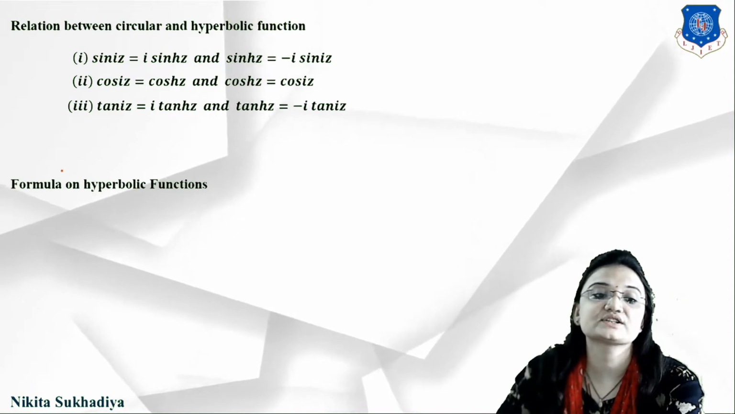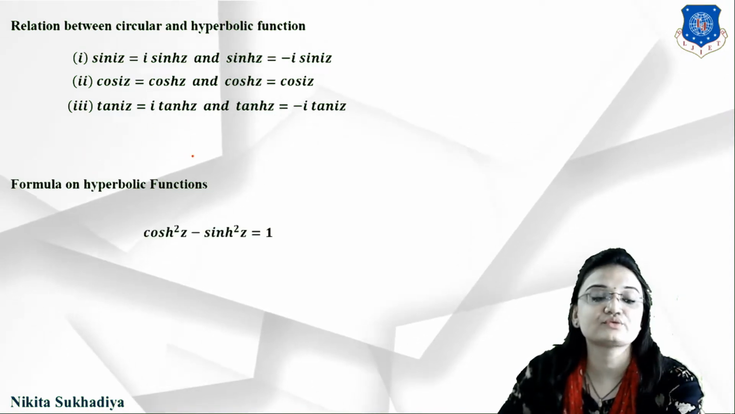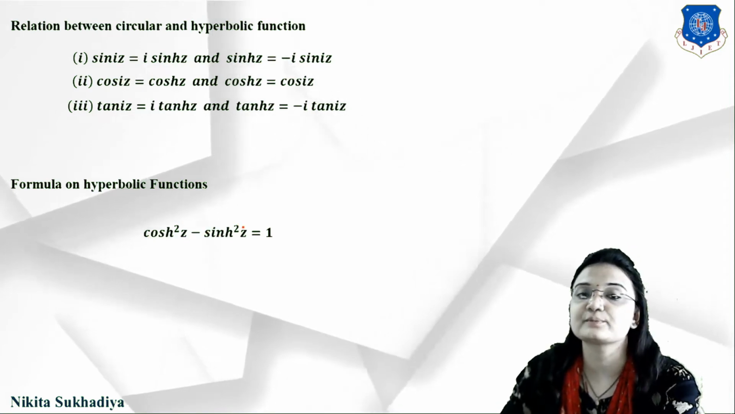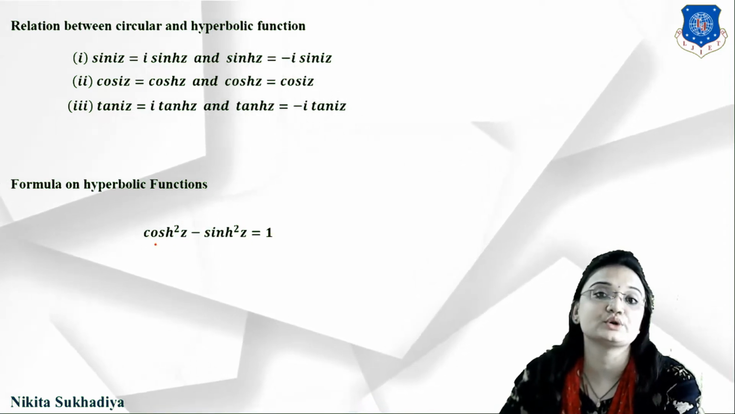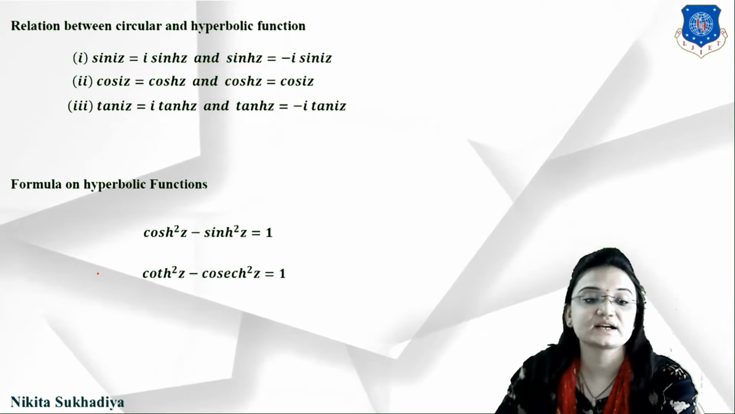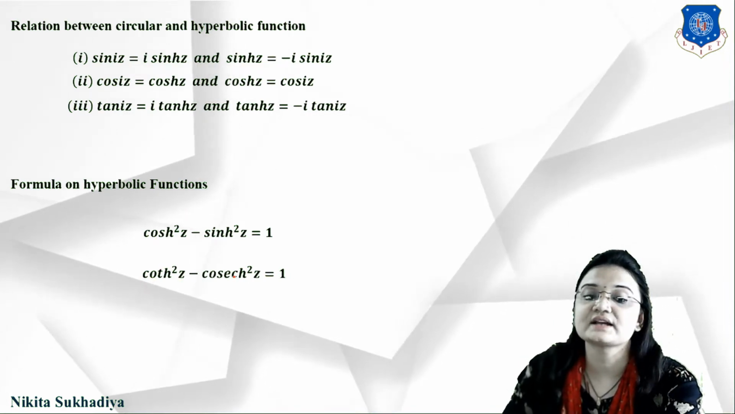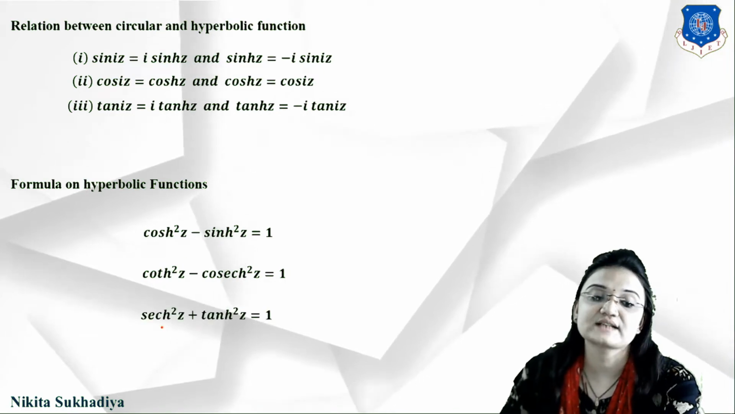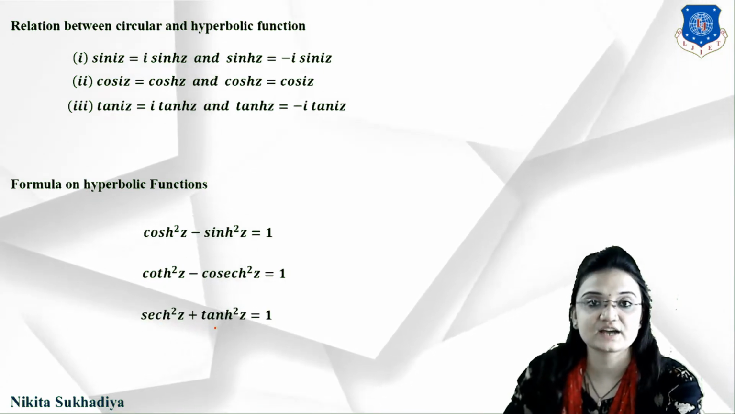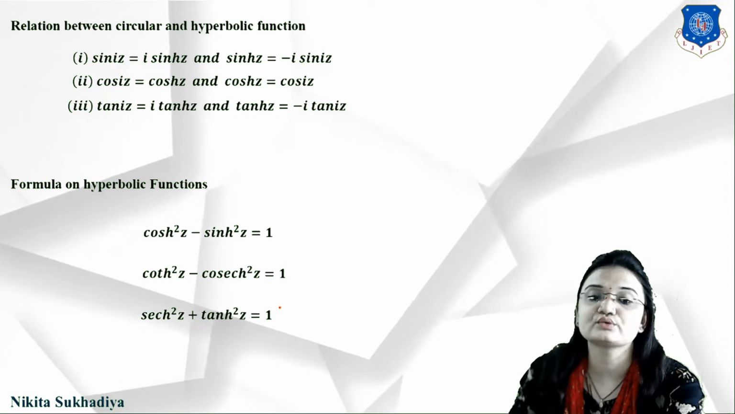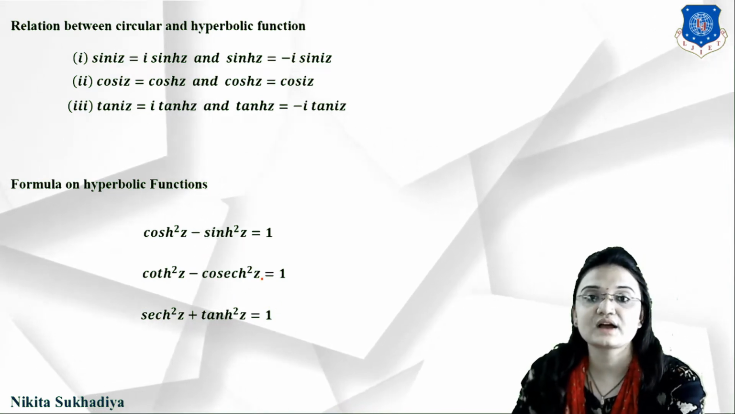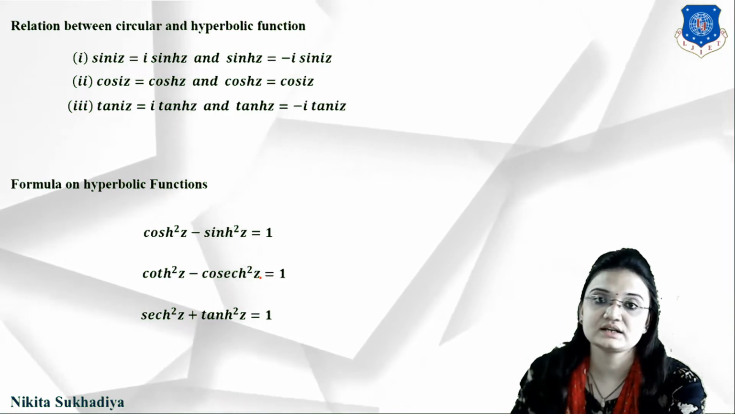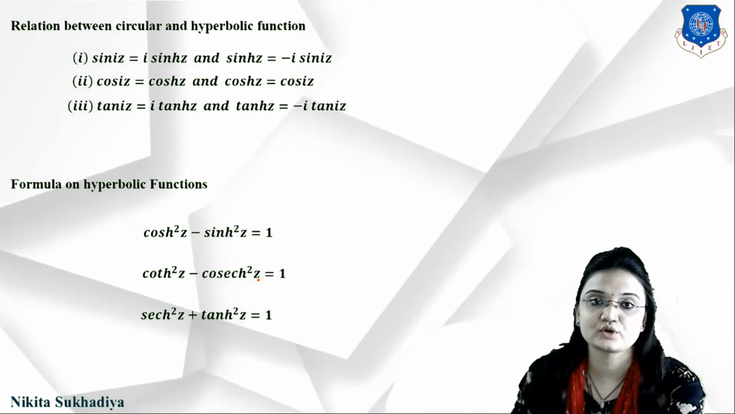Okay, now next are the formulas on hyperbolic functions. The first one is cosh squared z minus sinh squared z is equal to 1. Second is coth squared z minus cosech squared z is equal to 1. The third one is sech squared z plus tanh squared z is equal to 1. So all these formulas we have to remember. We can use these formulas in any examples related to hyperbolic functions.